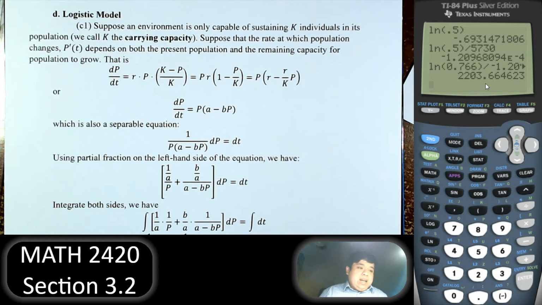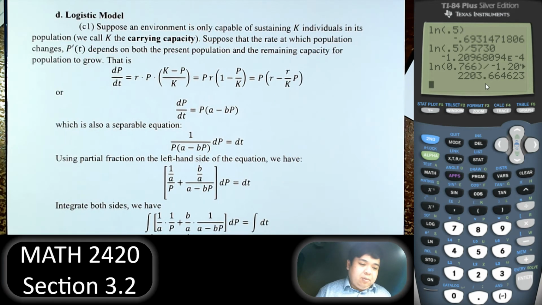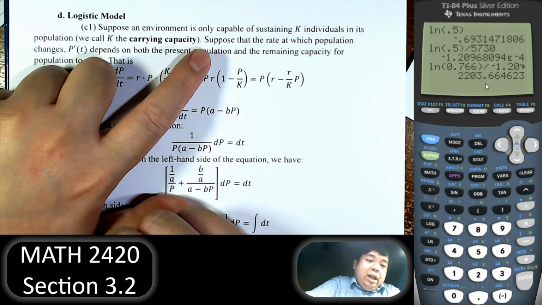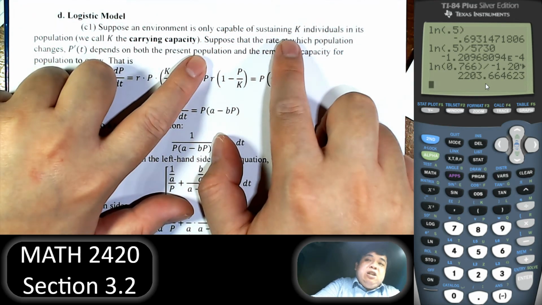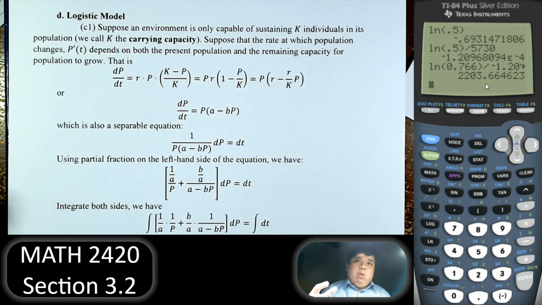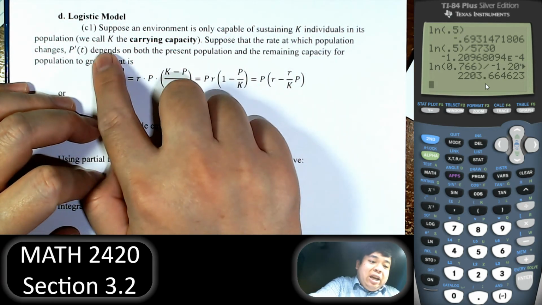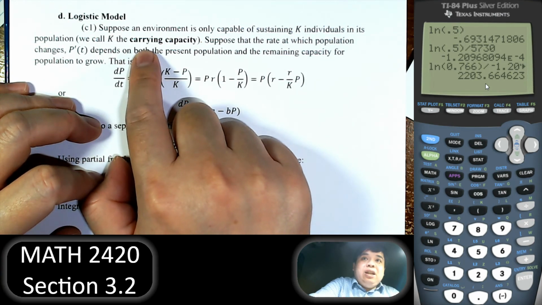Right, next is the logistic model. This is a little more realistic model of population. Suppose an environment is only capable of sustaining k individuals. That's more like in our world. The Earth can only sustain a certain amount of people.